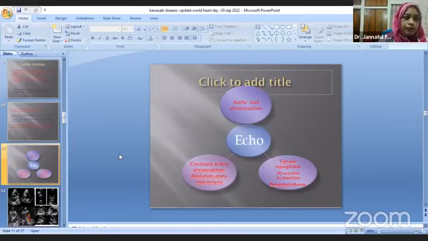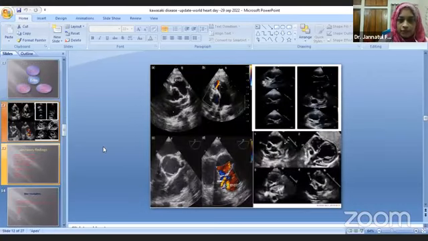The most common findings are coronary artery abnormalities: dilatation, aneurysm, and ectasia. Other than coronary arteries, aortic root abnormalities, valvular dysfunction, myocardial dysfunction, and pericardial effusion may be found. These are some echo features of coronary artery dilatation and aneurysm.